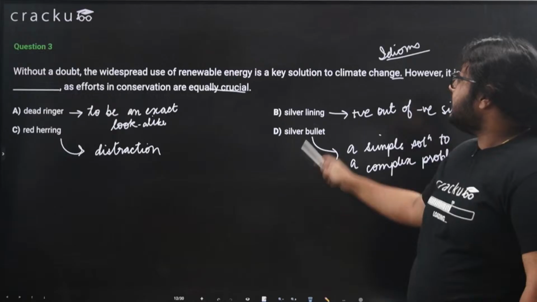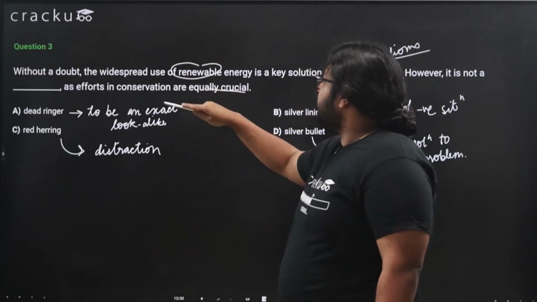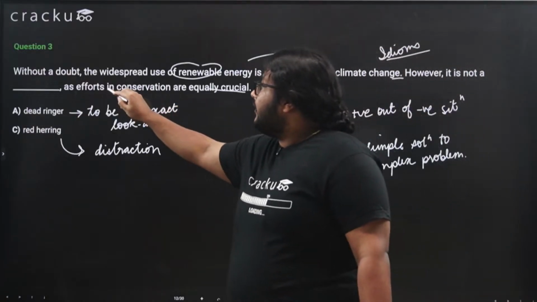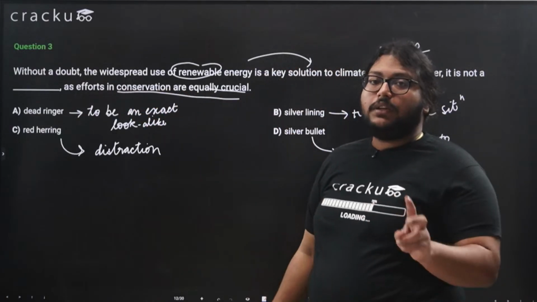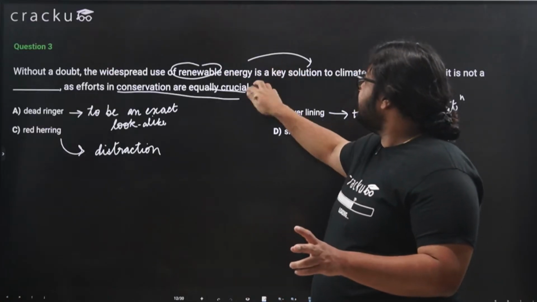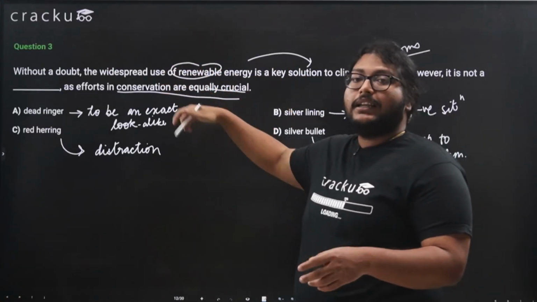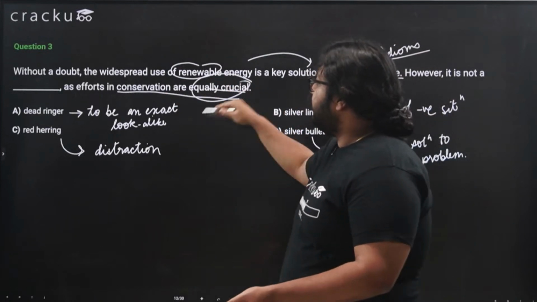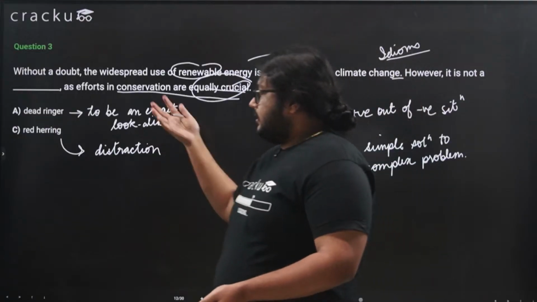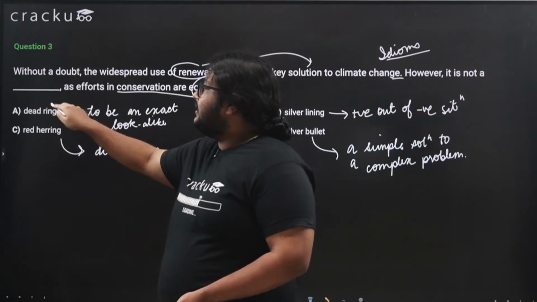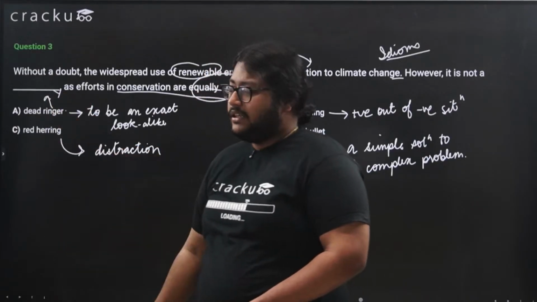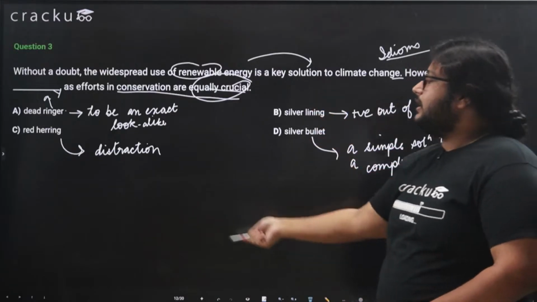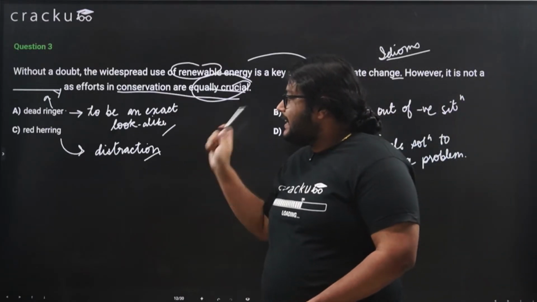What does it mean? That widespread use of renewable energy is very important. However, efforts in conservation are also equally important. It means that this is one of the keys, but it is not the only key, because this is equally important. Clearly, dead ringer or red herring here does not make any sense, because widespread use of renewable energy is not a distraction of any sort. It's not an exact lookalike.